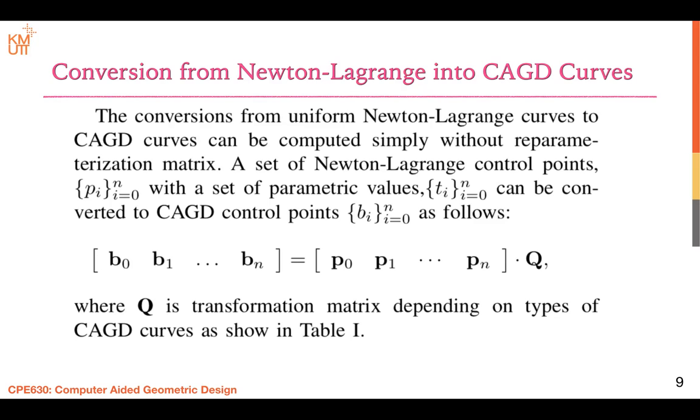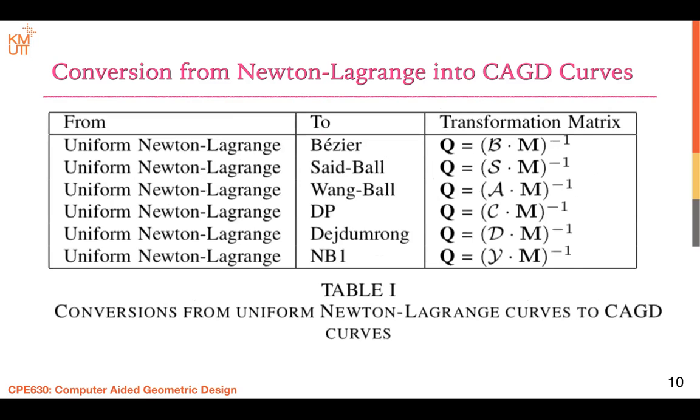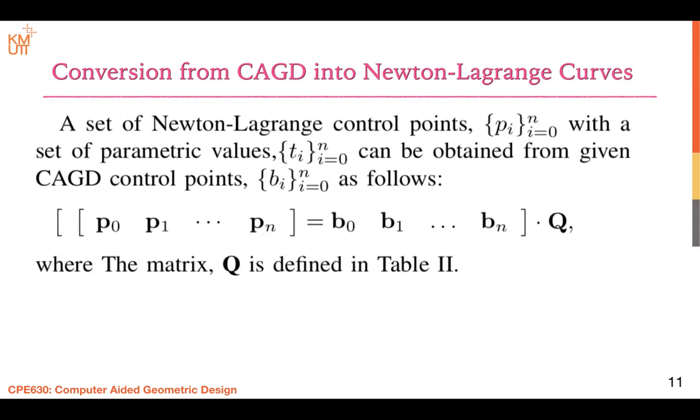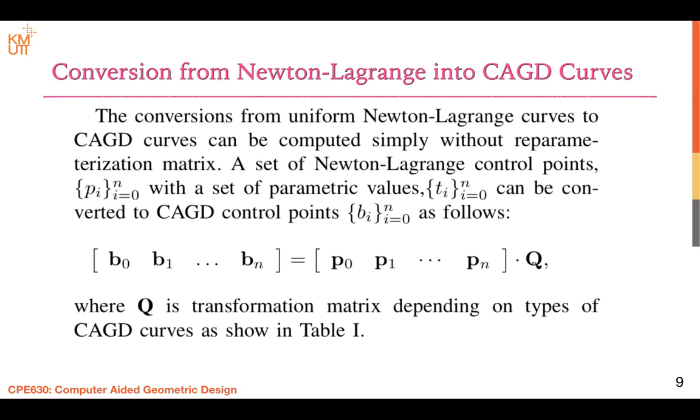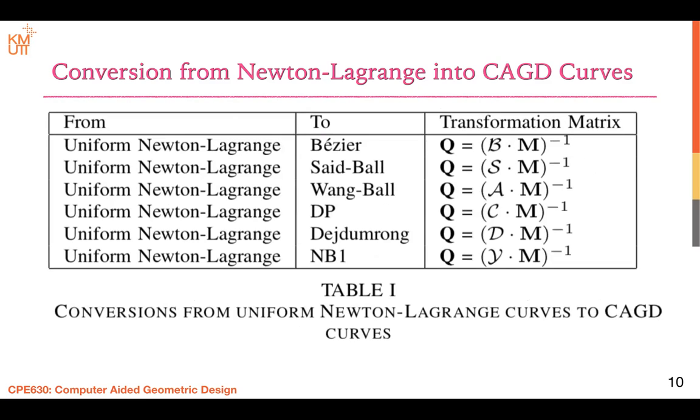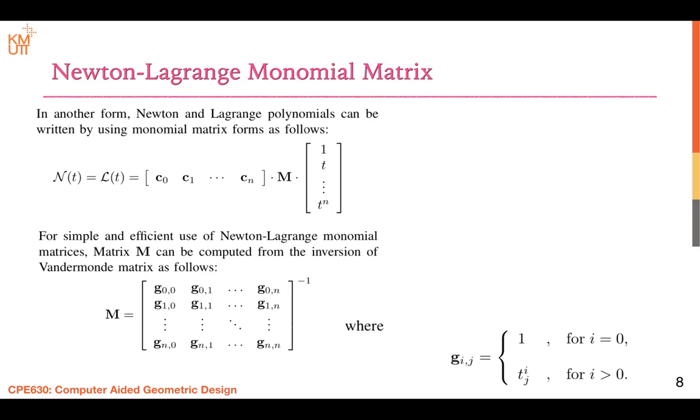So we want to have the relationship between Newton-Lagrange and the CATD curve. So what shall we do? In order to find the relationship between the Newton-Lagrange curve and the CATD curve, we have to convert from Newton-Lagrange into CATD and convert from CATD to Newton-Lagrange. In order to do that, we can use a matrix Q, and matrix Q will be like this, where matrix M is a Vandermonde matrix like this.